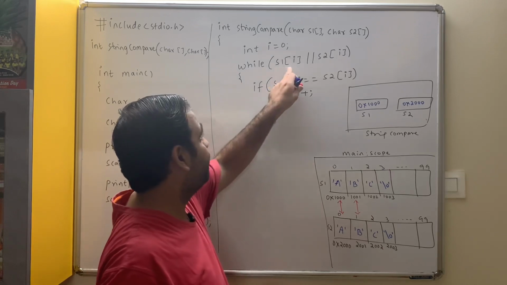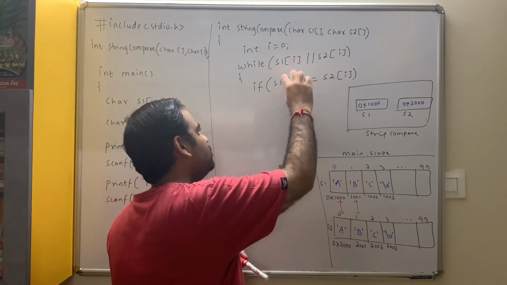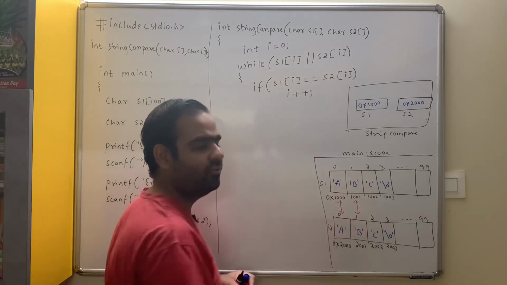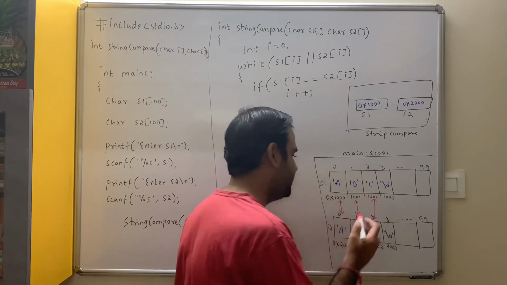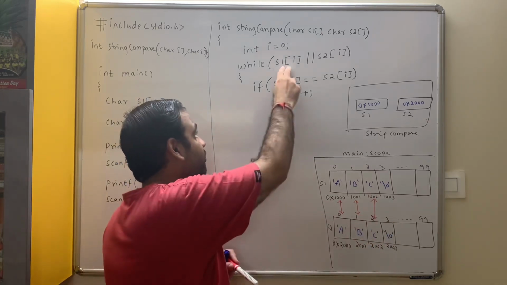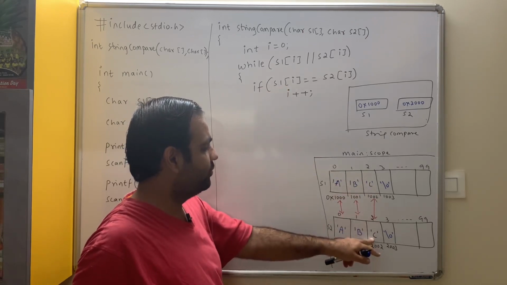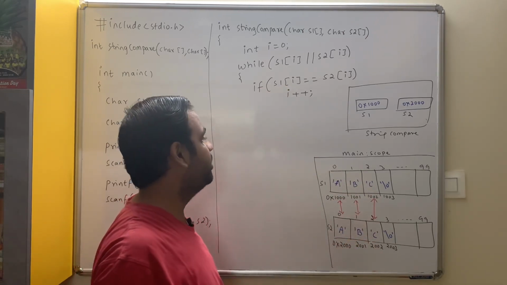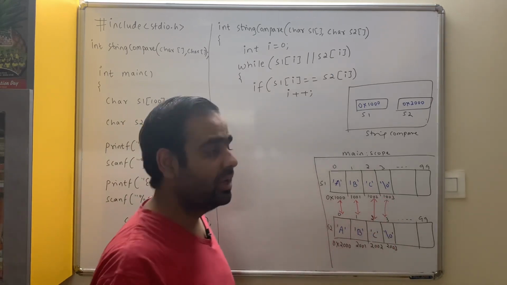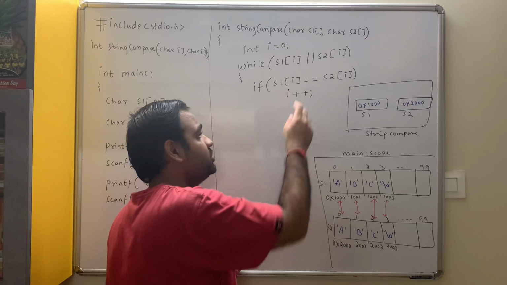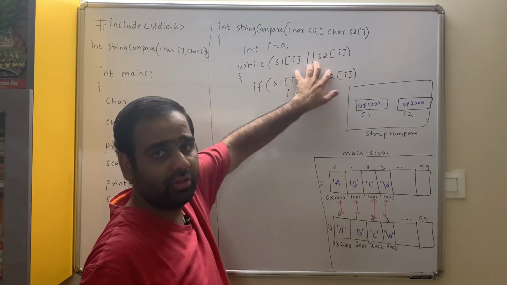Go back, S1 of 1 is B, not equal to null character. Yes, true or false is true. You come here, S1 of 1 is B, S2 of 1 is B. Both are equal, therefore you go and match the next character. Now S1 of 2 is C, not equal null character. Yes, S1 of 2 is C, S2 of 2 is C, C is equal C. Yes, again you say I plus plus, the value of I becomes 3. S1 of 3 is null character, S2 of 3 is null character, null is false, false or false is false.